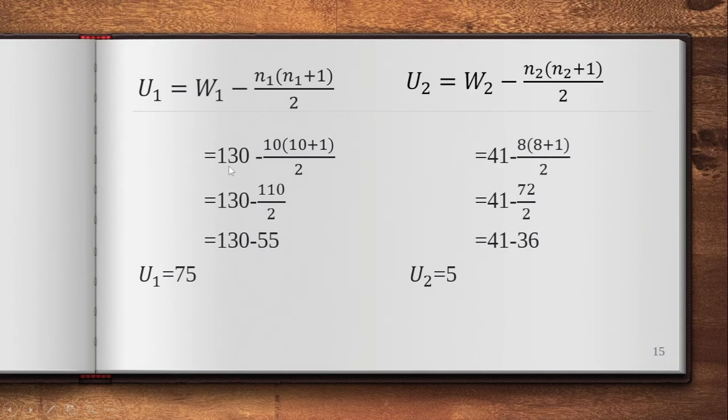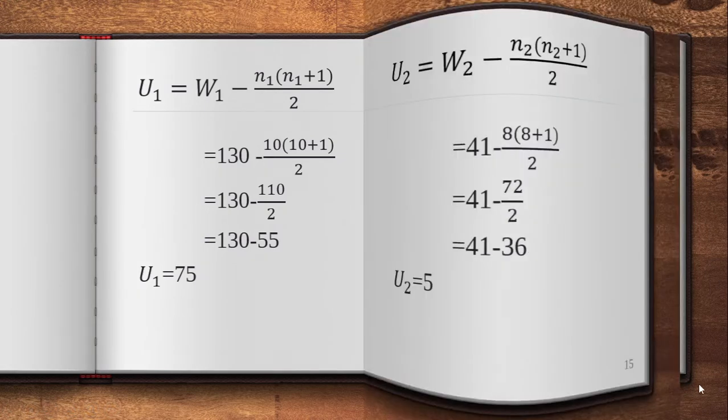So we have W sub 1, we have 130 minus the N sub 1 natin, we have 10 times 10 plus 1 all over 2. Now, 130 minus 110, because 10 plus 1, we have 11 times 10 is equal to 110, over 2. And then, equal to 130 minus 55. The U sub 1 is equal to 75. Now, let's proceed to U sub 2. The same process. We have U sub 2 is equal to 5.